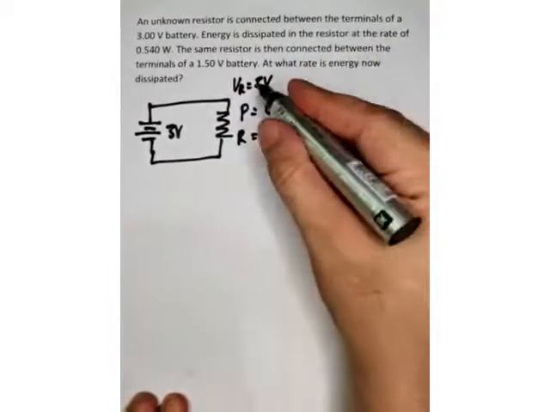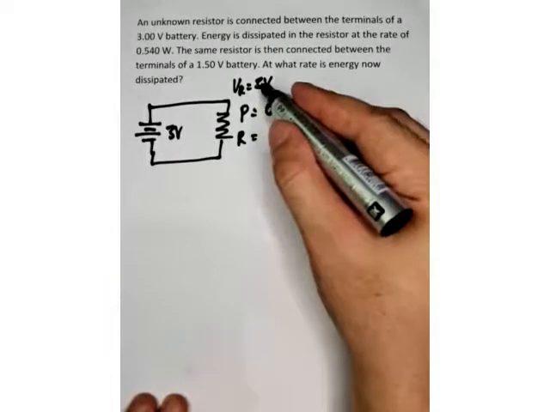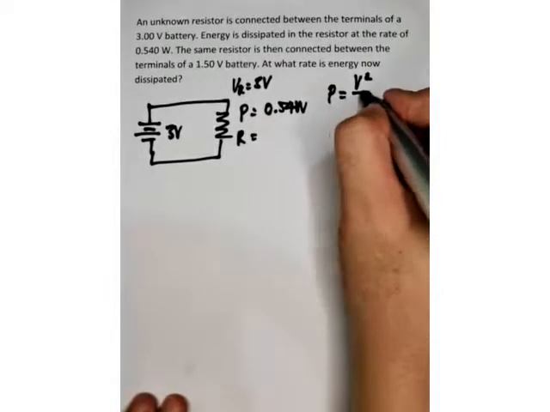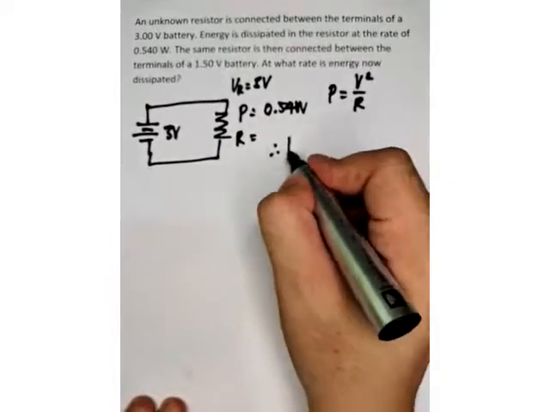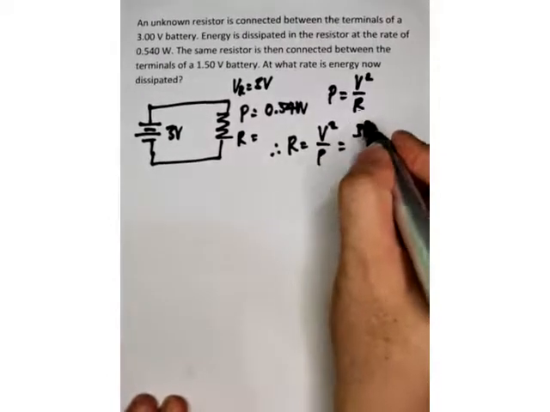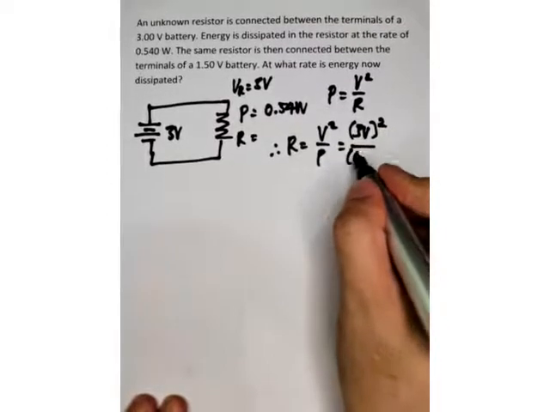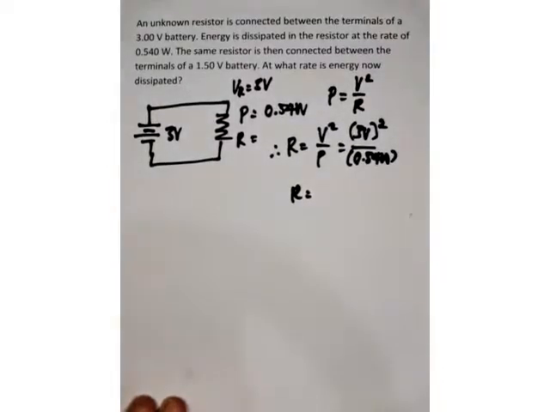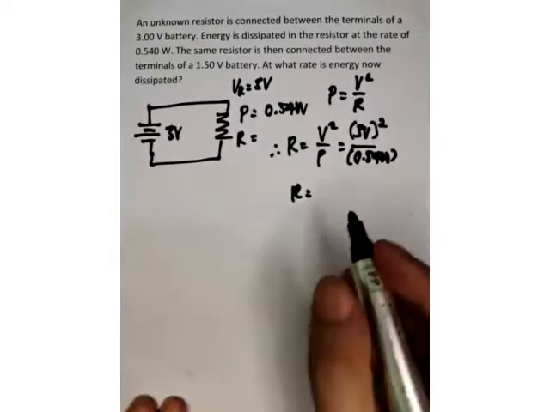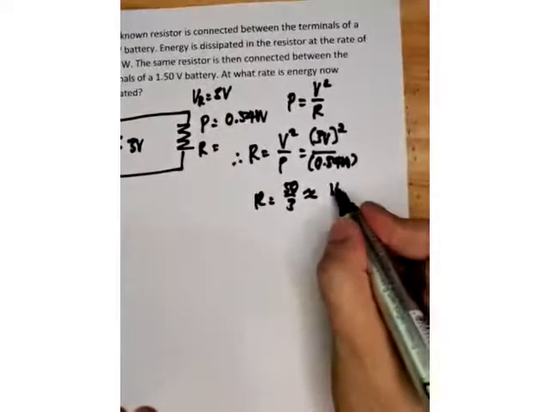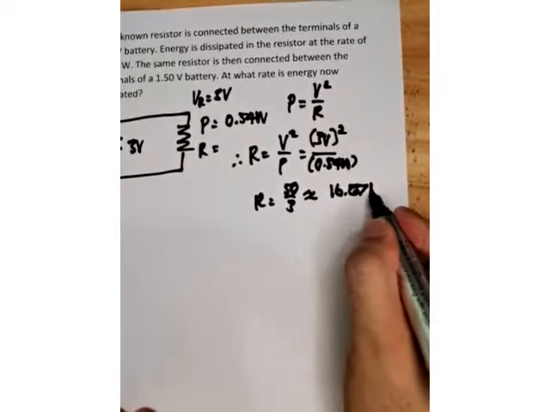So if you will get a relationship between power and the voltage, pwede nating makuha yung resistance. Di ba yung power is equal to V squared over R. Ayan. So therefore, R is equal to V squared over P. So that's equal to 3 volts squared over 0.54 watts. So the resistance is equal to, actually it's 50 over 3 or approximately 16.67 ohms.